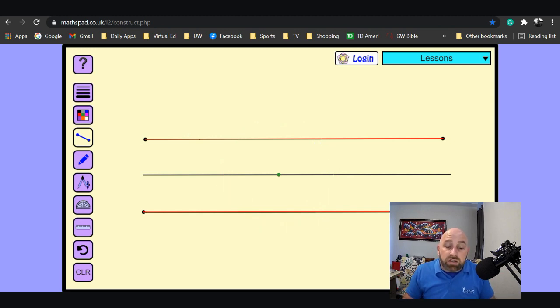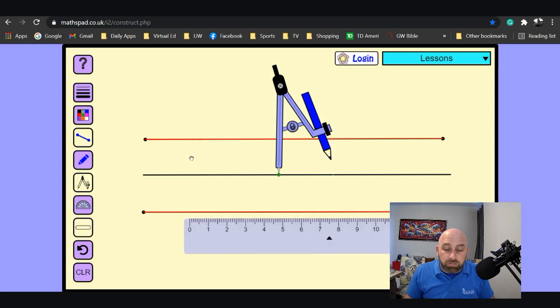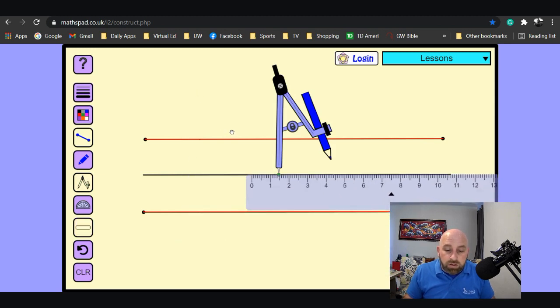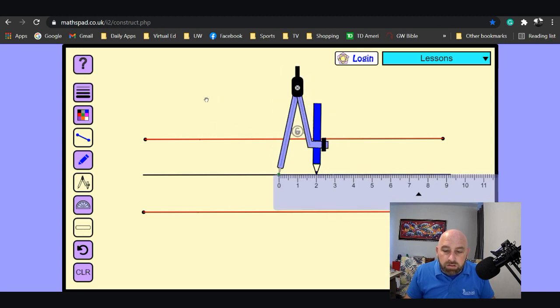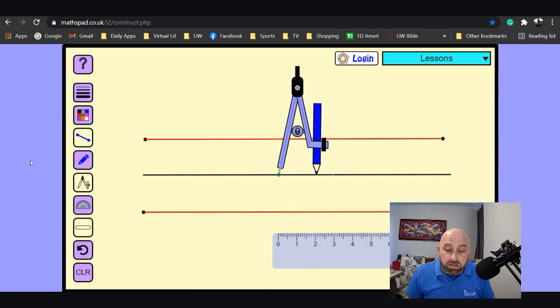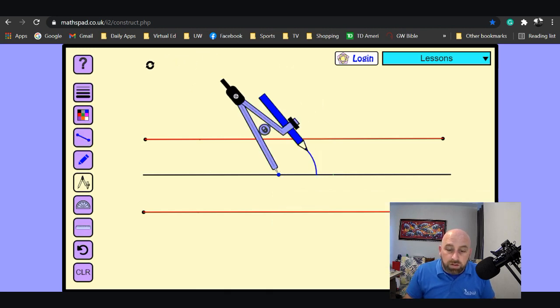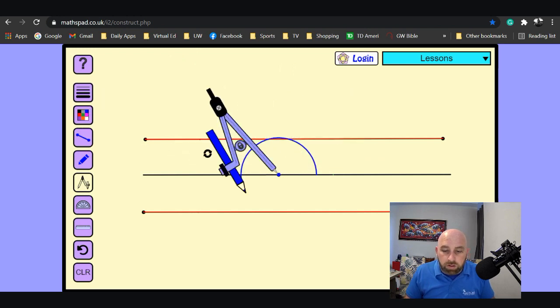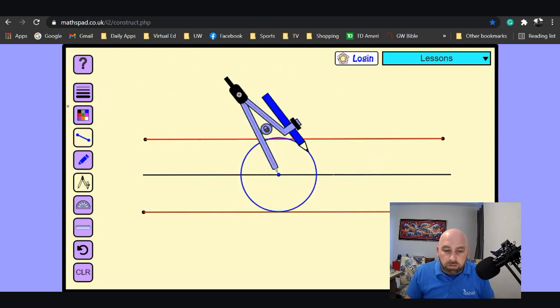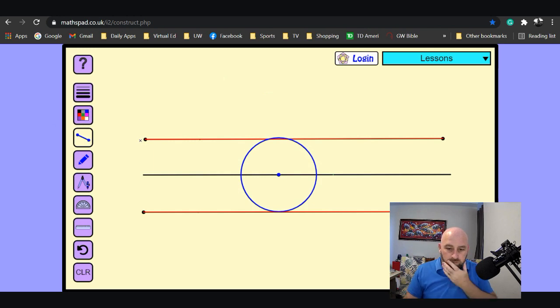Let's change up our given. So now instead of 3 inches, let's do 2 inches. And let's see what this does. If we change our circle given to 2 inches, well, now when we draw our circle, look what happens. Okay, it doesn't cross the parallel lines. It crosses the original line twice.